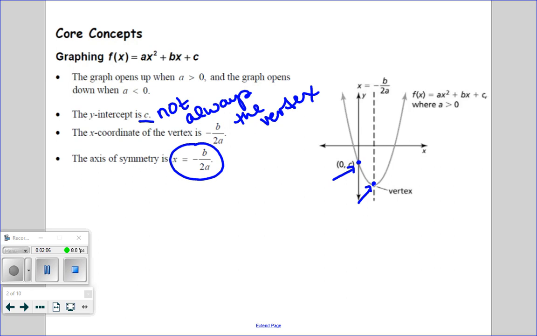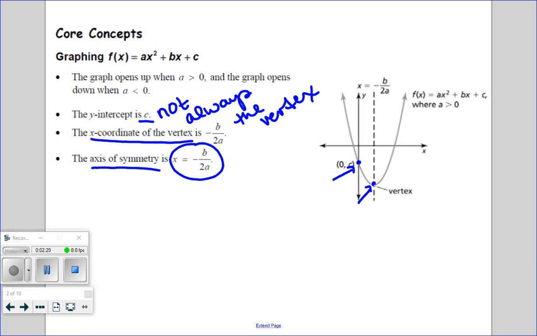It locates where the axis of symmetry is, but additionally it gives me the x coordinate of the vertex, because remember, my vertex is always on the axis of symmetry, so the x coordinate should always match the equation for that vertical line where my axis of symmetry lives. Okay, so is everybody okay with that part so far?